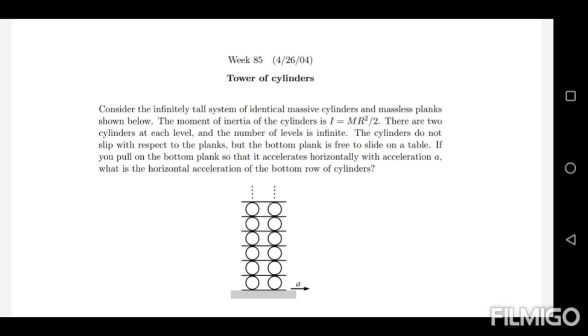Today we are going to solve Harvard's problem of the week 85 named Tower of Cylinders. Consider the infinitely tall system of identical massive cylinders and massless planks as shown below. The moment of inertia of the cylinders is I equals mr square by 2. There are two cylinders at each level. The number of levels is infinite. The cylinders do not slip with respect to the planks, but the bottom plank is free to slide on the table. If you pull on the bottom plank so that it accelerates horizontally with acceleration A, what is the horizontal acceleration of the bottom row of cylinders?